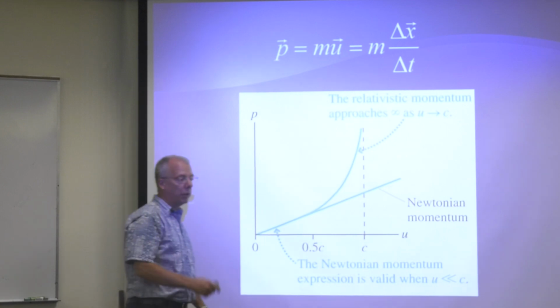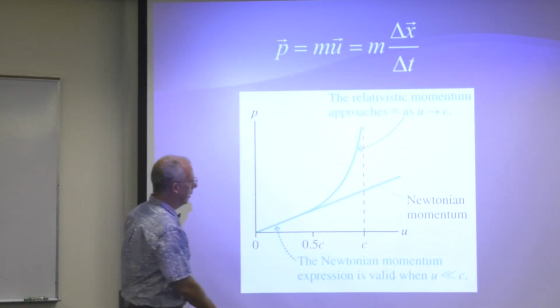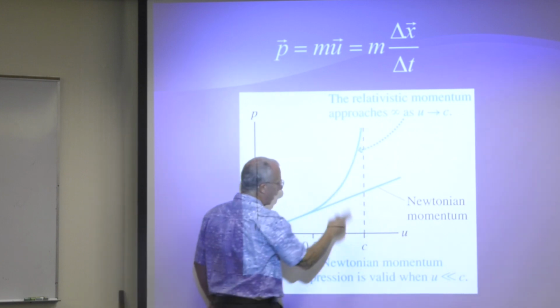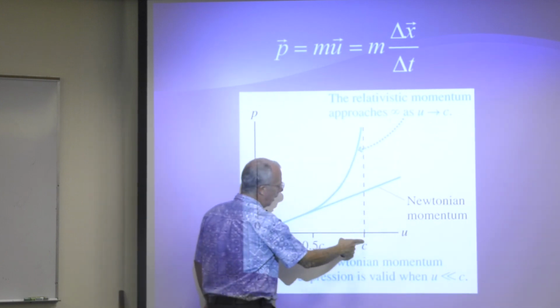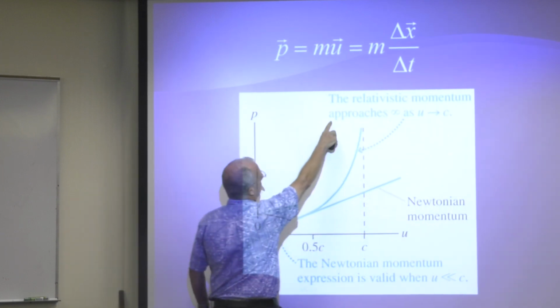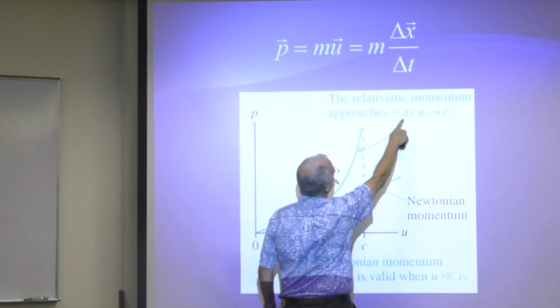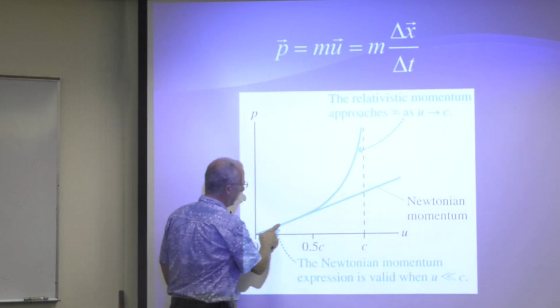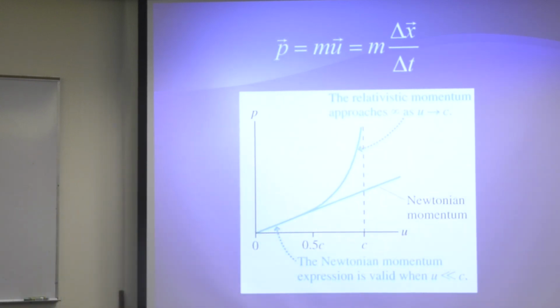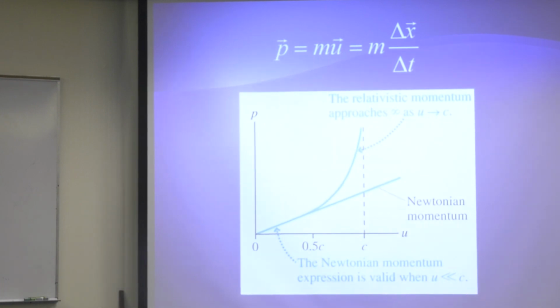However, when you do the actual experiment, guess what? It goes like this. Because again, relativistically, you cannot exceed the speed of light. So the relativistic momentum approaches infinity as u approaches the speed of light. So it just means that we have to fix our formula. And you shouldn't be surprised, right?